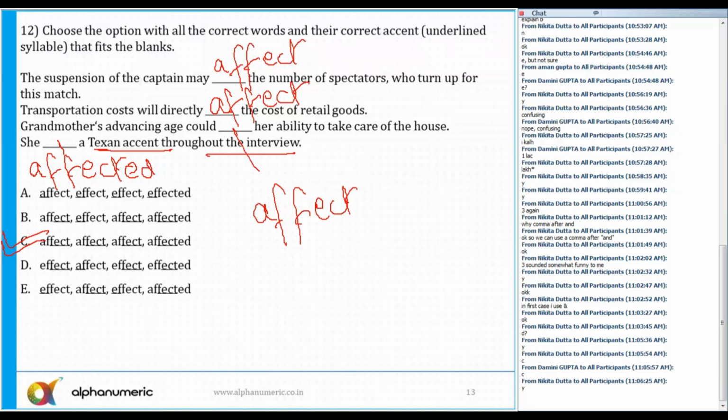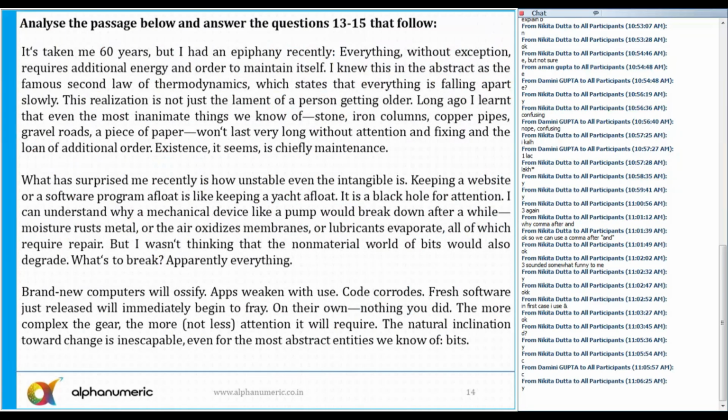now we come to question number 13. Now, question number 13 to 15. In this passage, he is telling you that it has taken me 60 years, but I have had an epiphany. What is an epiphany? Epiphany is manifestation of truth. Epiphany is when you understand something finally, when you understand the truth finally. Initially, it may have not struck you, but now you understand something finally. Okay, that is epiphany.